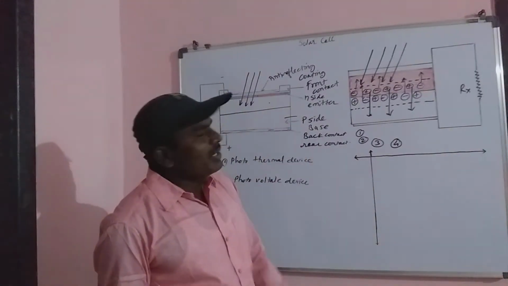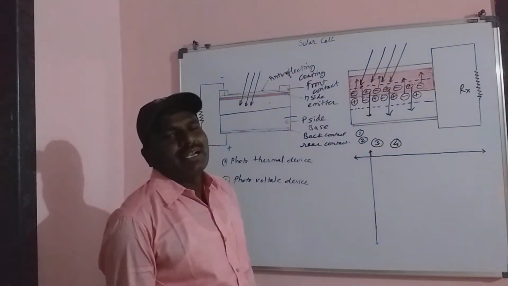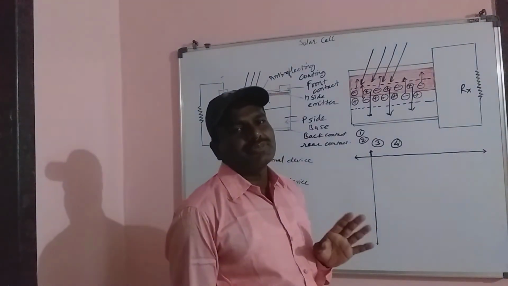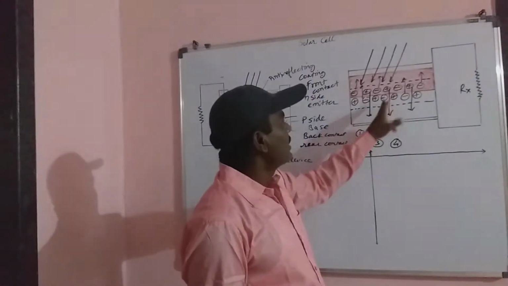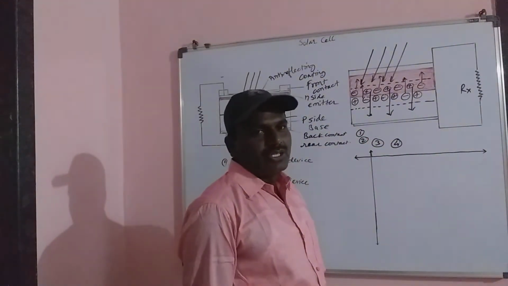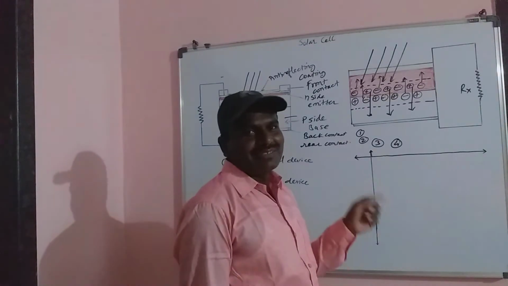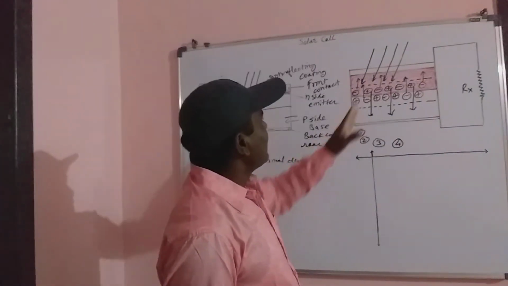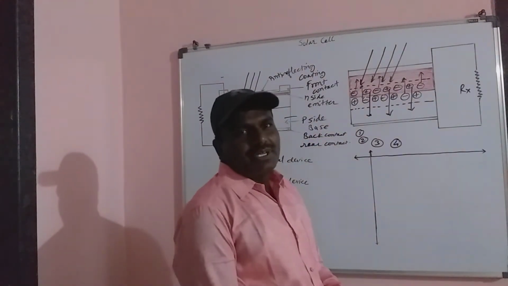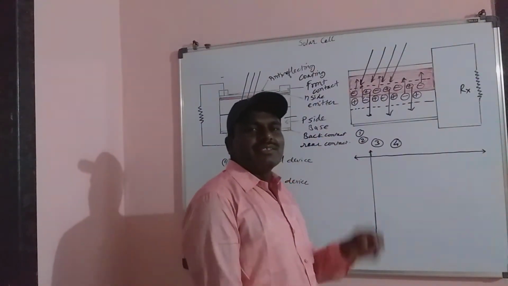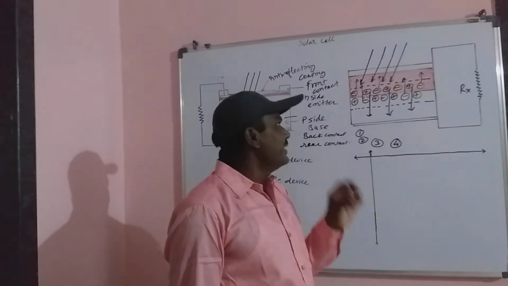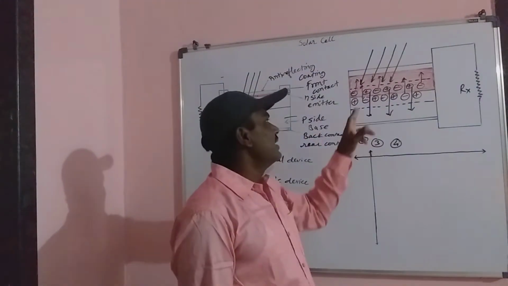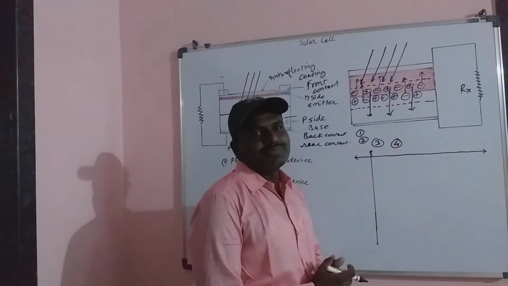The current is produced in the solar cell. That current is called a light generated current or photo generated current. Which current is produced in this cell? In the solar cell, it is a light generated current or photo generated current. When light is incident, the photon energy must be greater than the band gap of that solar cell.